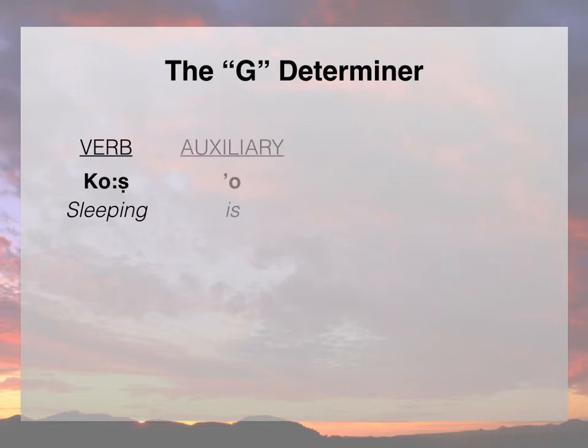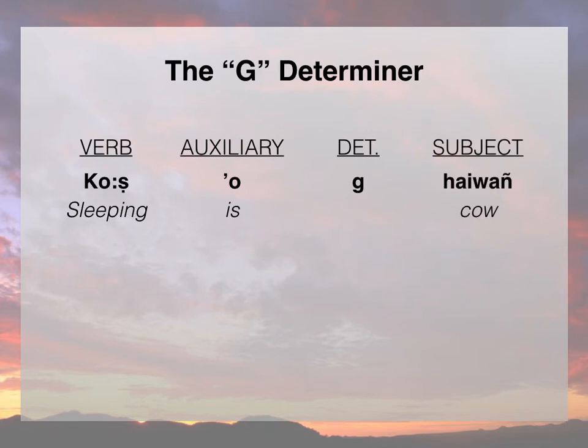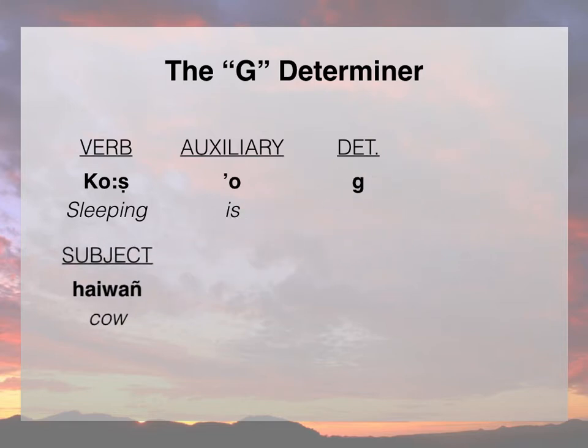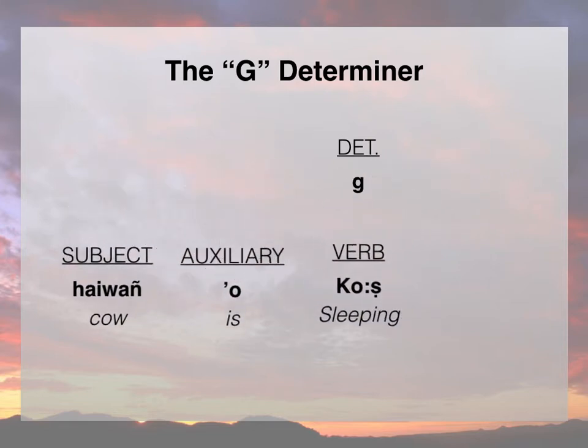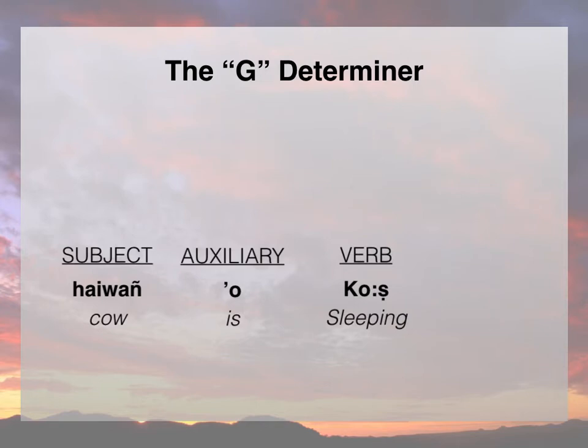Gosh o uk haiwan. The cow is sleeping. If we move the subject to the front and move the auxiliary and verb down, haiwan o gosh, we have to get rid of that determiner. Haiwan o gosh. So just remember, the determiner refers to a noun. It functions like the or in English, but we never use it at the beginning of a sentence.